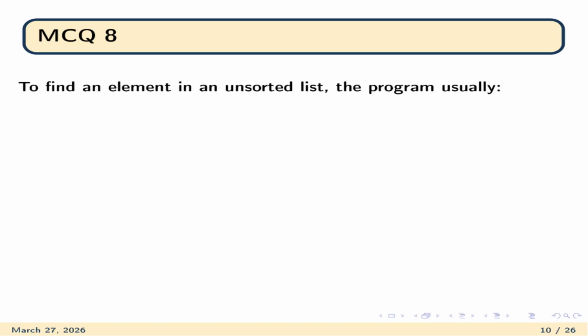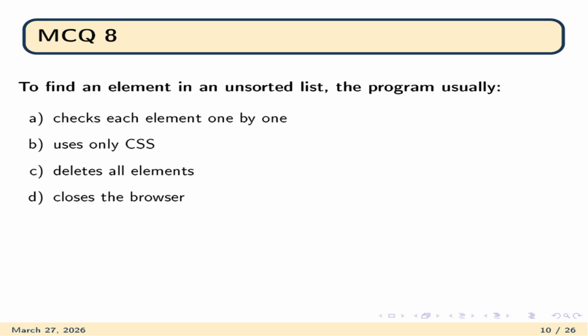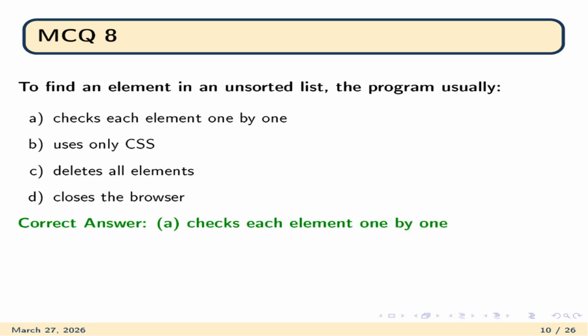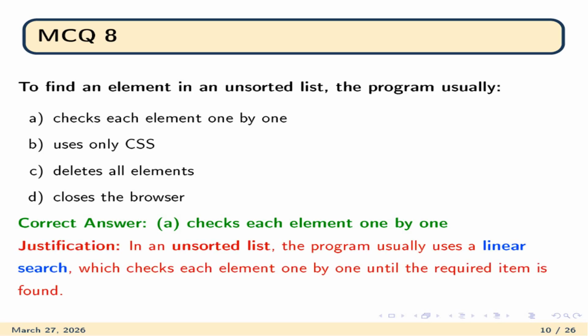Question number 8. To find an element in an unsorted list, the program usually checks each element one by one, uses only CSS, deletes all elements, closes the browser. The correct option is check each element one by one. Because in an unsorted list, the program usually uses a linear search which checks each element one by one until the required item is found.